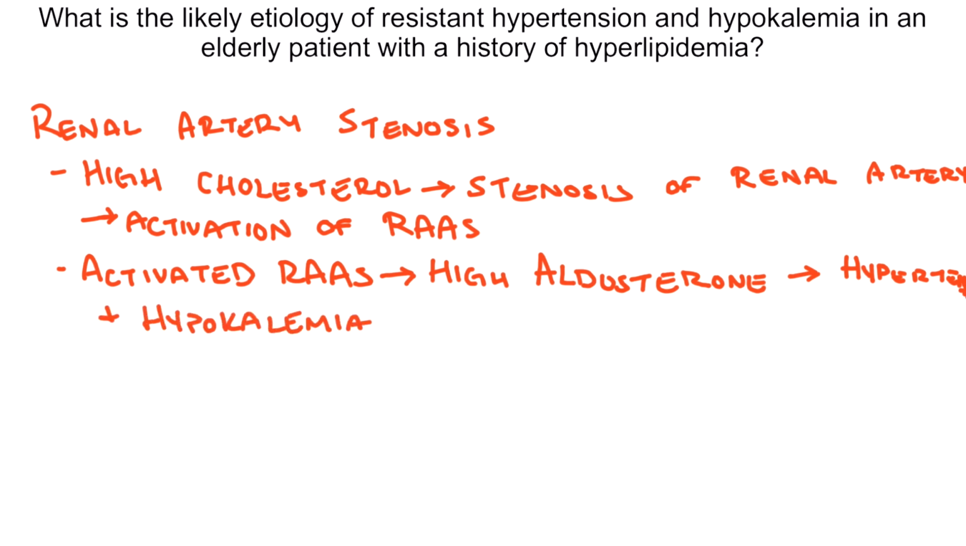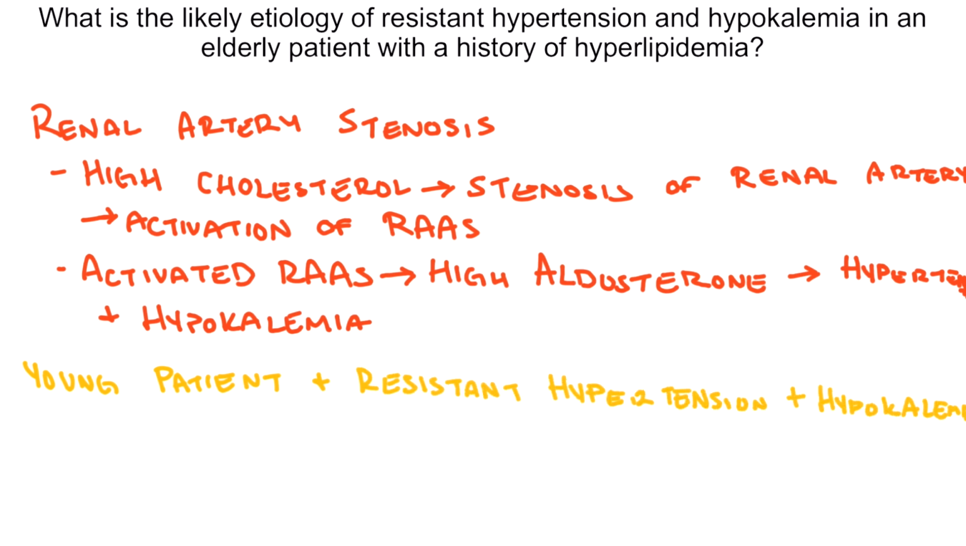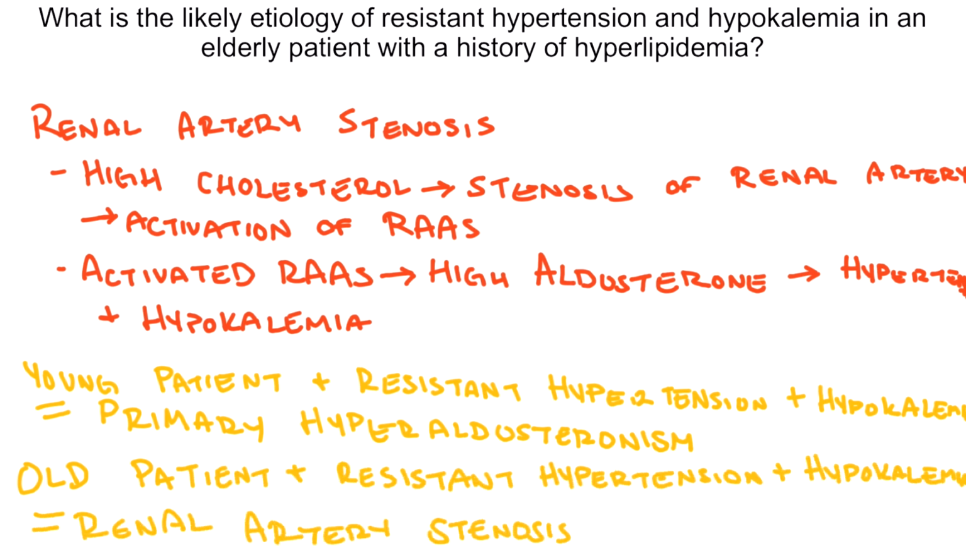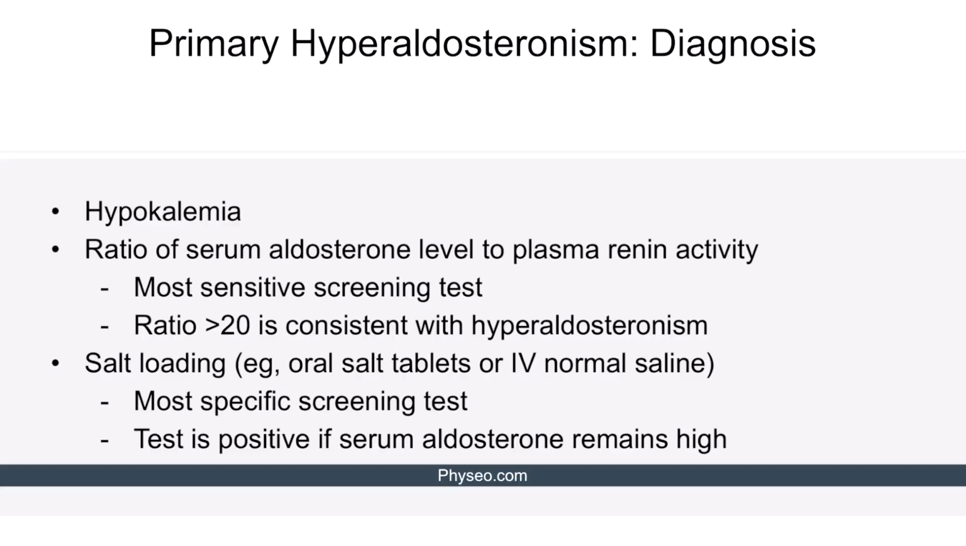Therefore, it's important to remember that in a young patient, resistant hypertension and hypokalemia likely means primary hyperaldosteronism. However, in an old patient, resistant hypertension and hypokalemia likely means renal artery stenosis. The diagnosis usually begins with detection of hypokalemia in the context of resistant hypertension. The clinician may then order and compare a ratio of serum aldosterone levels to plasma renin activity, which is considered to be the most sensitive screening test for primary hyperaldosteronism.